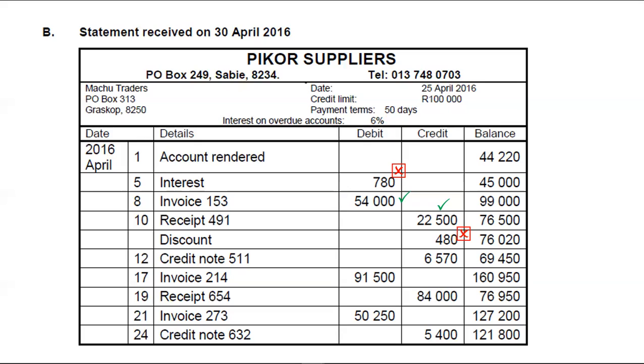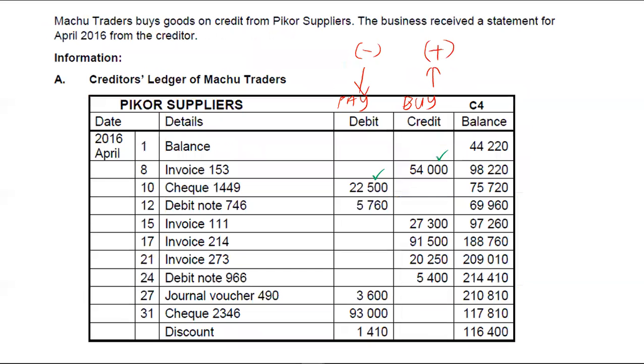You take the closing balance and then that's the one that we're going to correct. So remember, we are working from these balances here. Don't forget that we are working from these balances. So when we make our corrections, we are going to start with these balances.